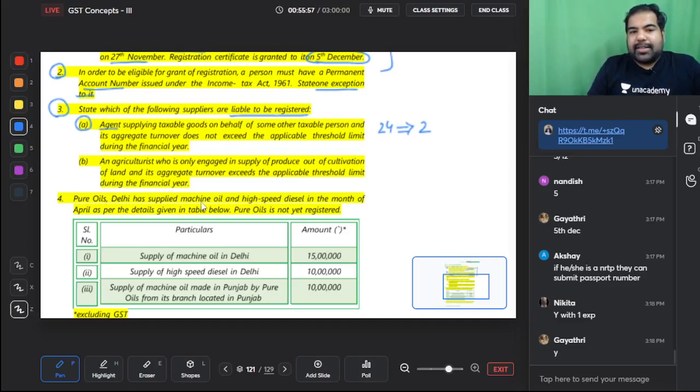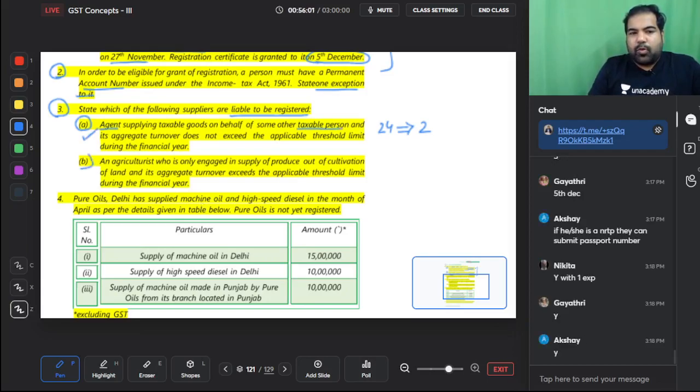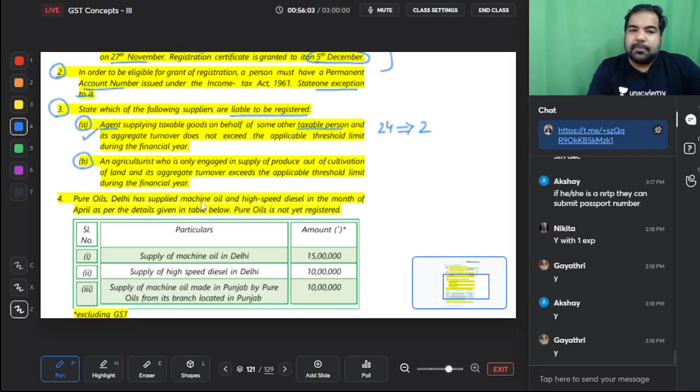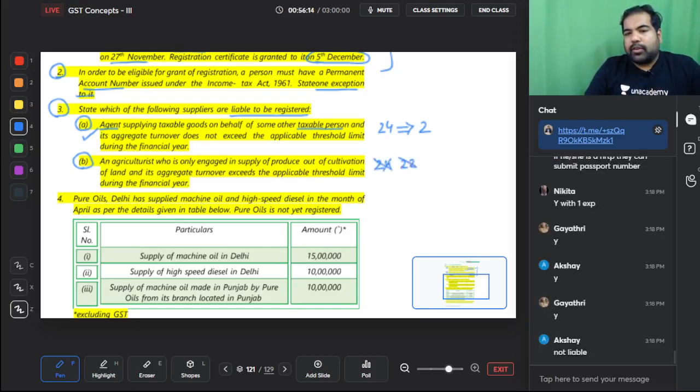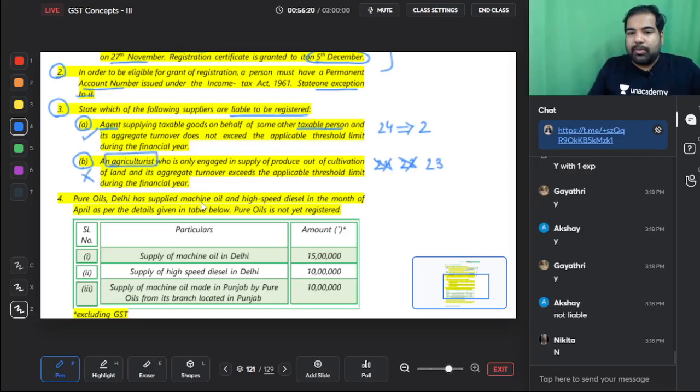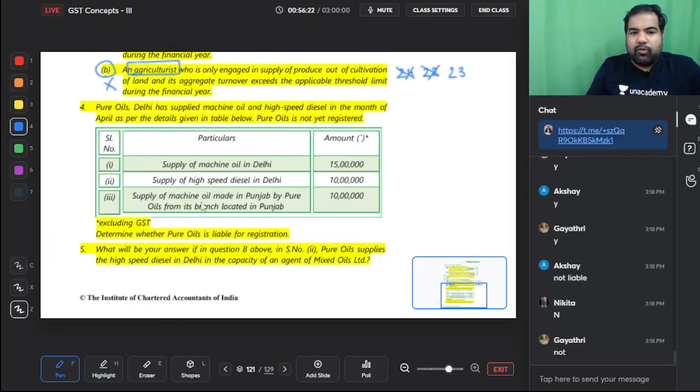Yes, the agent, guys, is he an agent of a taxable person? Yes, so compulsory registration. Over to the next one, the B part, please. Guys, not under 24, not under 23, 22, so under 23, not required to be registered because an agriculturist. Remember, guys, agriculturists can only be individual or HUF. Very good question, guys. Fourth question, please try.